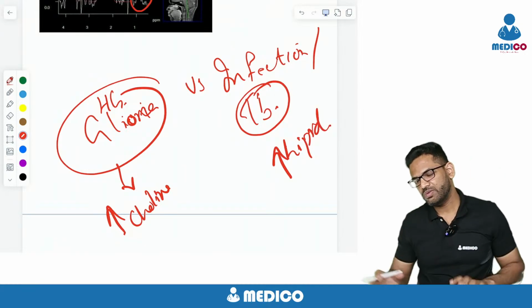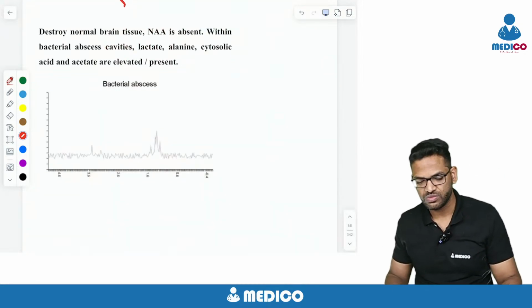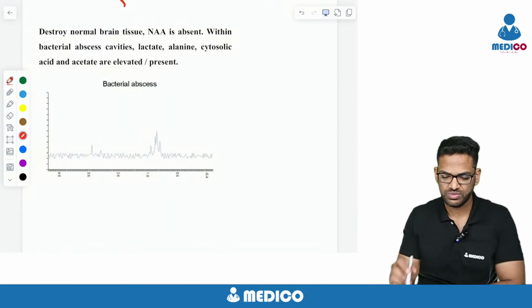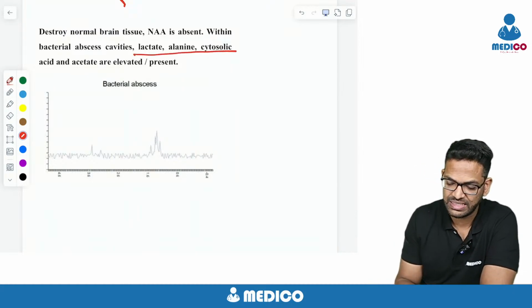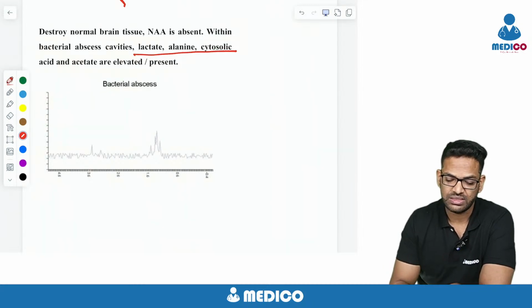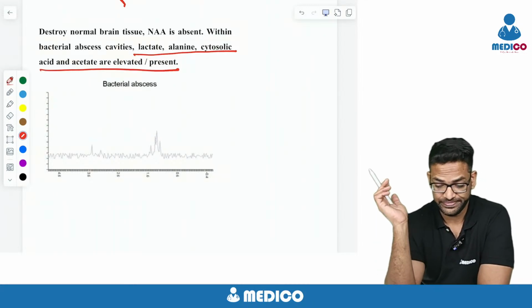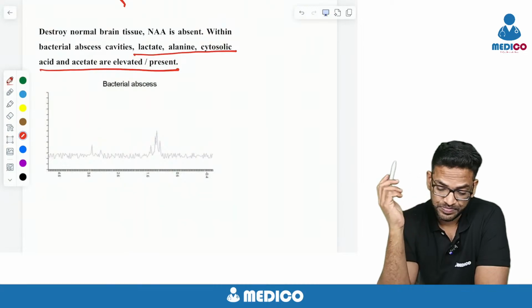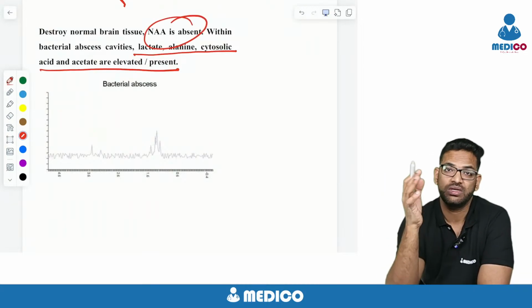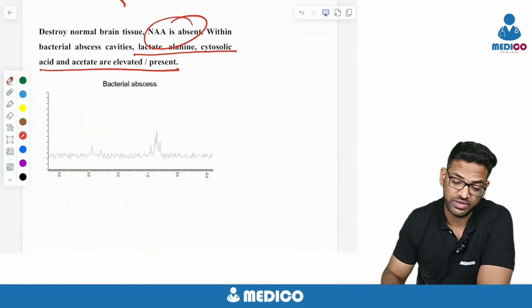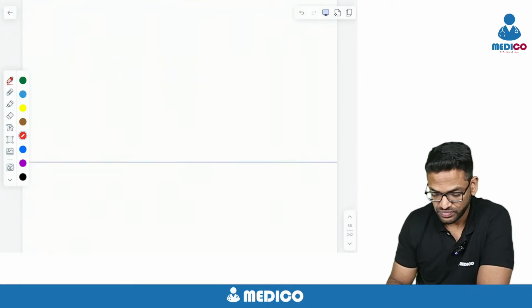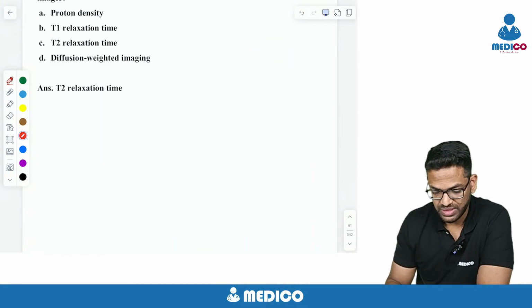So something to keep in mind, simpler terms. Bacterial abscess, not very commonly used, but just know that it will have lactate, alanine, cytosolic acid, and acetate elevated. NAA being absent is a perpetual thing in any pathology affecting the brain. Okay, so we'll come to the next session.